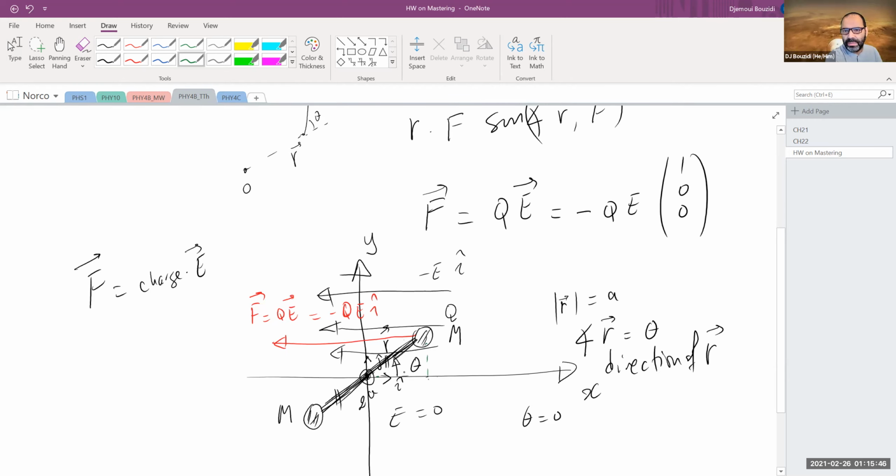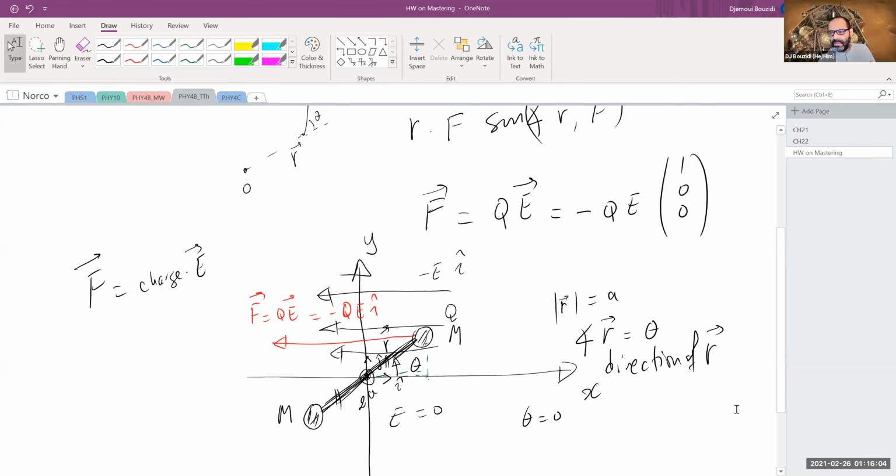x direction and the y direction. The projection in the x direction is clearly R, which is A in length, times cosine of theta. And the y direction is just A times sine of theta. And it has no z component because the whole rod is just in the xy plane.